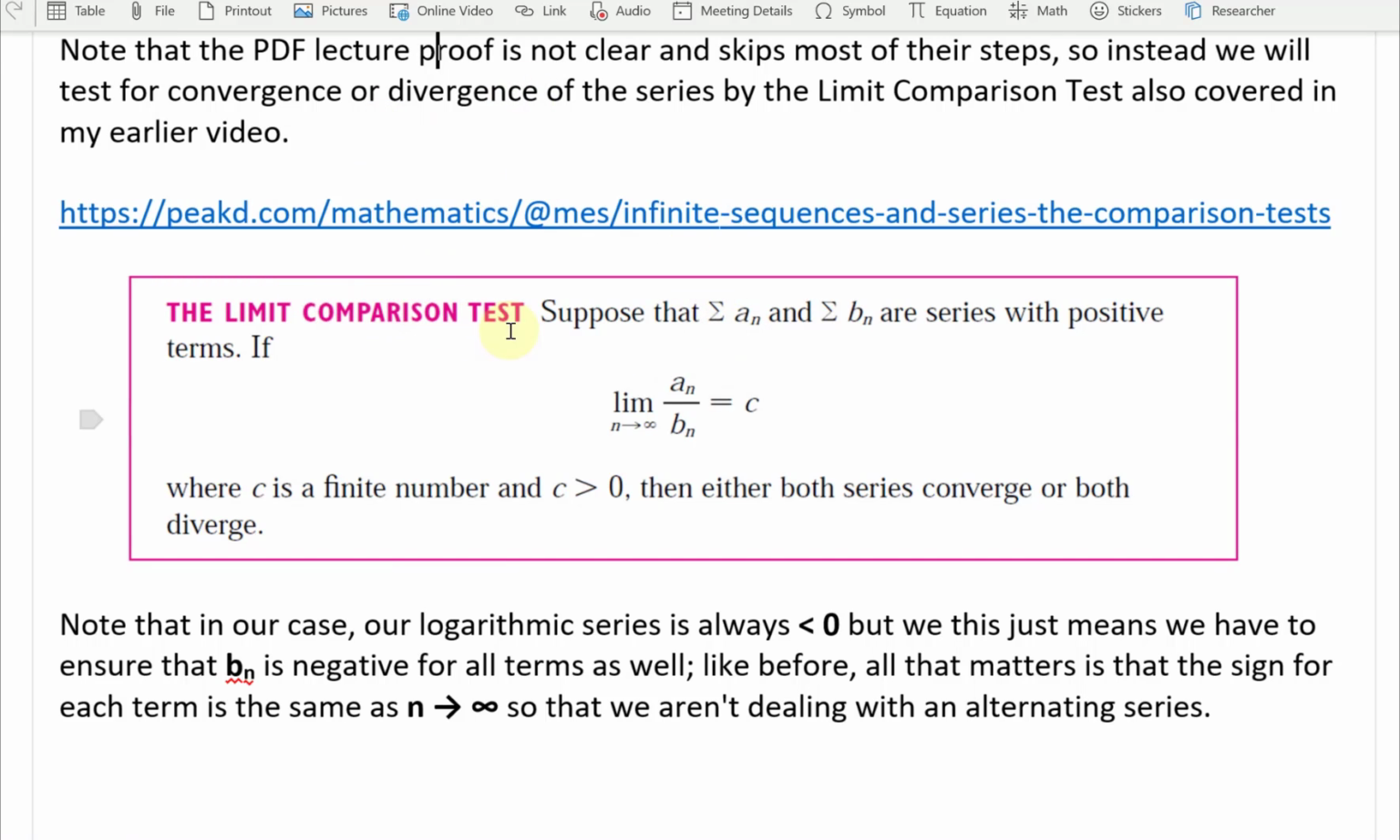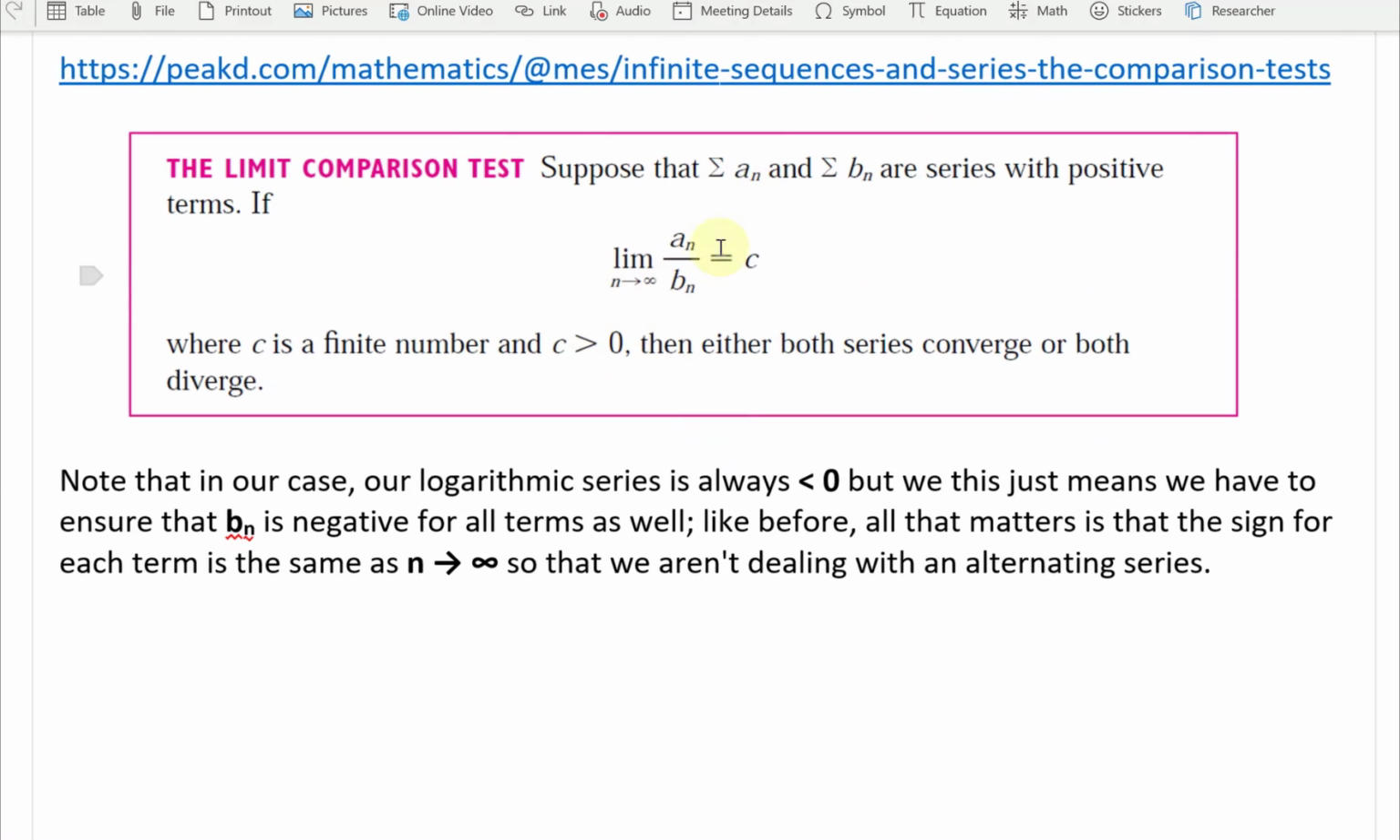So the limit comparison test: suppose that the series a_n and b_n are series with positive terms. If the limit as n approaches infinity of a_n divided by b_n is equal to c, where c is a finite number and c is greater than 0, then either both series converge or both diverge. In other words, all we have to do is take the limit of a series divided by another series, and if we know one of them diverges or converges, and we get this c that's greater than 0 and finite, then the other one behaves the same as the one we're comparing it with. So it's the limit comparison test.